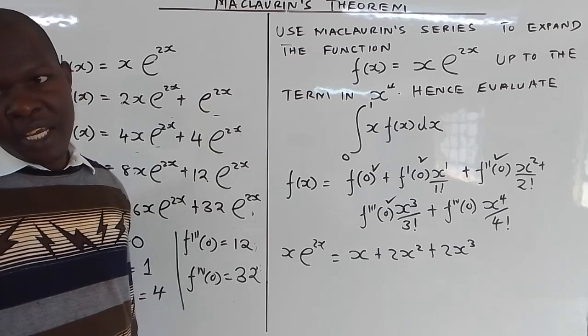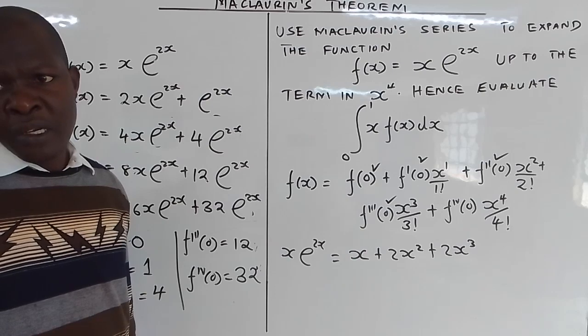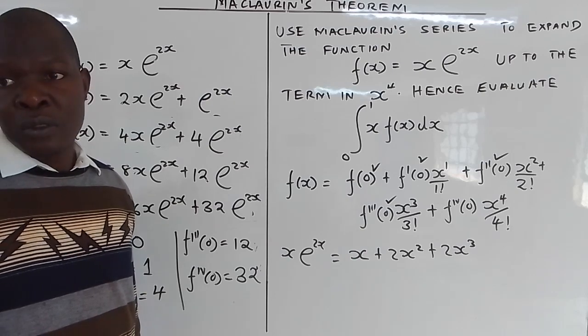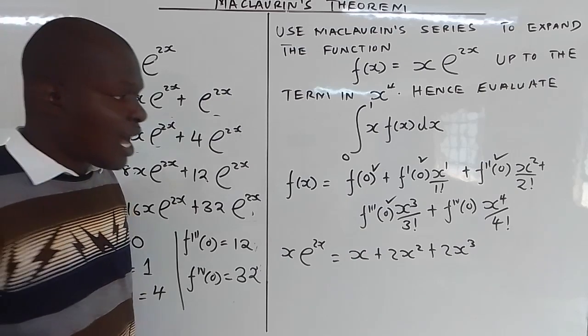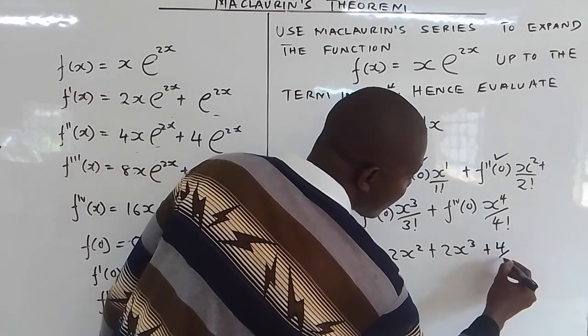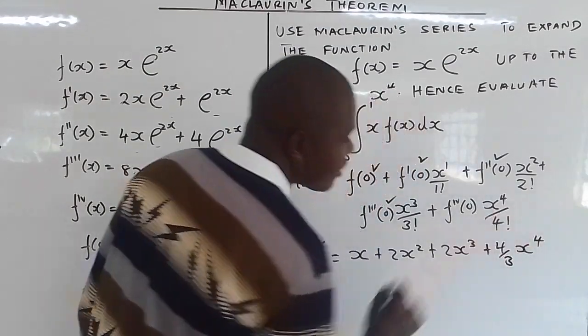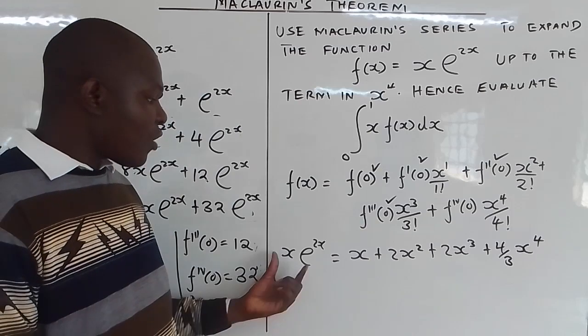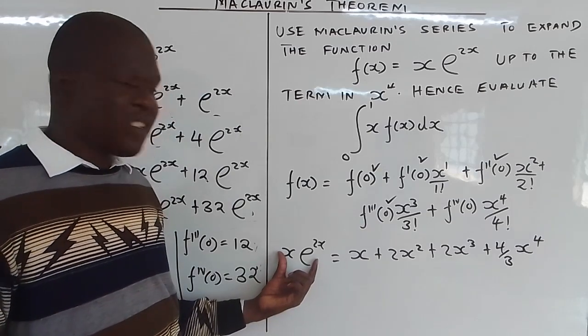That is 4 over 3. Are you still working on it? What have you found? So that is plus 4 over 3, then times x raised to the power 4. So have you seen? We found the expansion of the function f of x, isn't it?